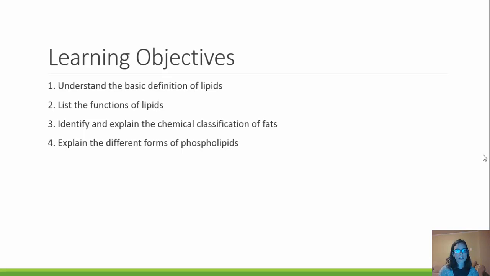Okay, so here are our learning objectives: to understand the basic definition of lipids as well as their functions, explain chemical classifications of fats, and the different forms of phospholipids.